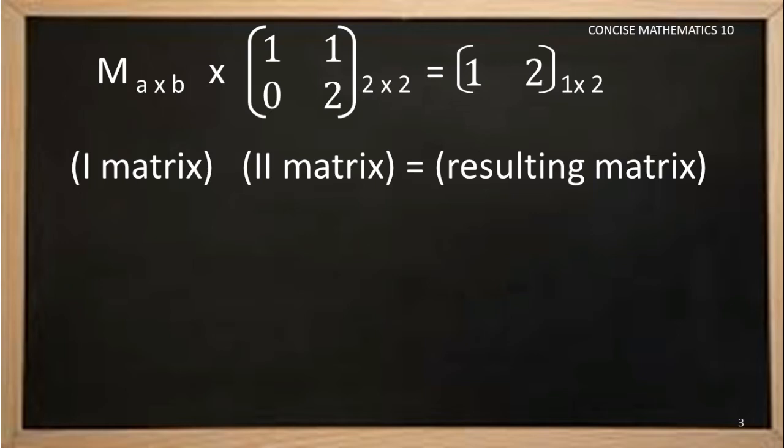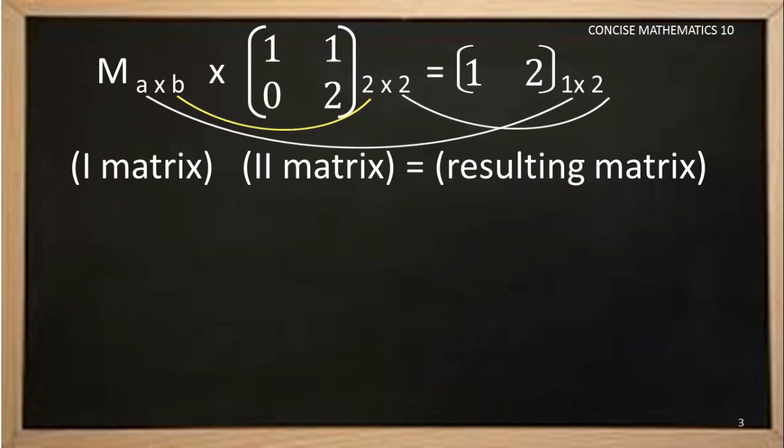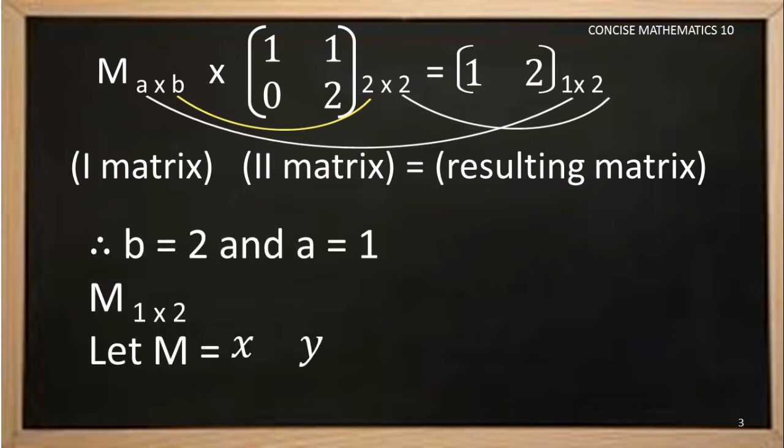We know that the number of columns of the first matrix is equal to the number of rows of the second matrix. Hence the value of B will be equal to 2. Similarly, A will be the number of rows that is equal to that of the resulting matrix. Hence we can say that A is equal to 1 and B is equal to 2. I hope this point was clear in the last class also. So again it is indicated with the arrows.